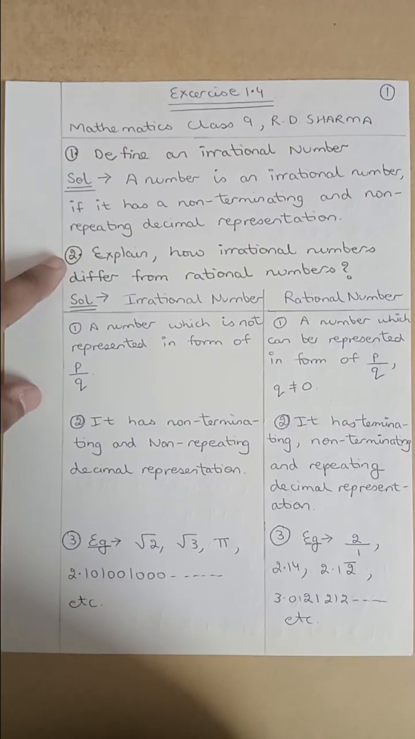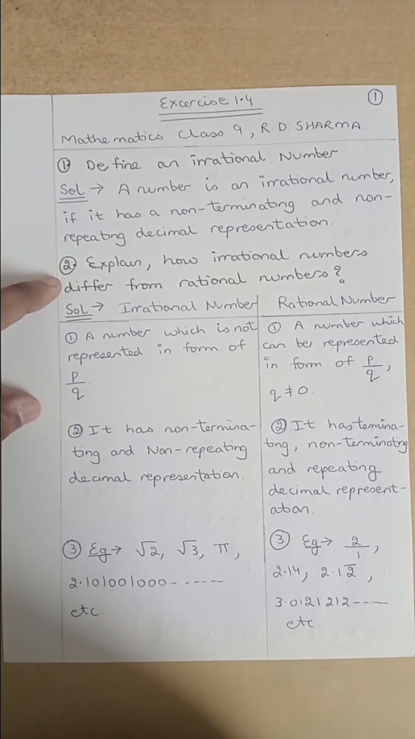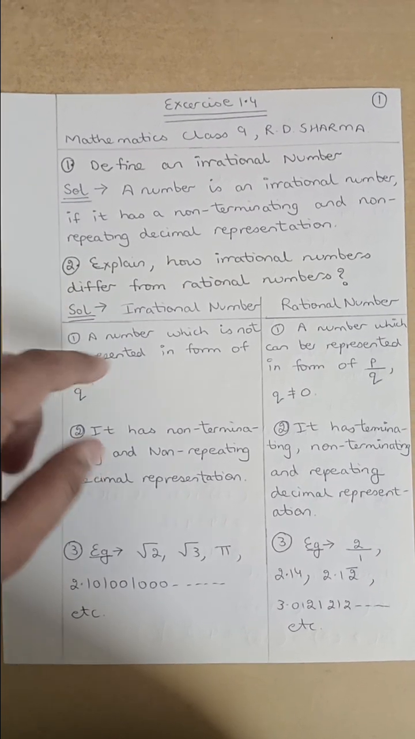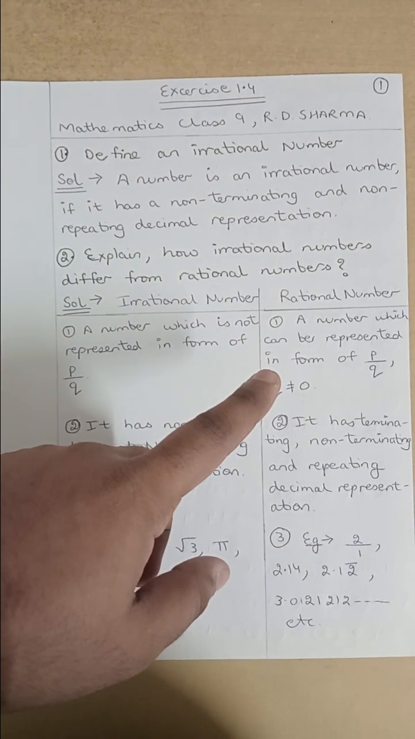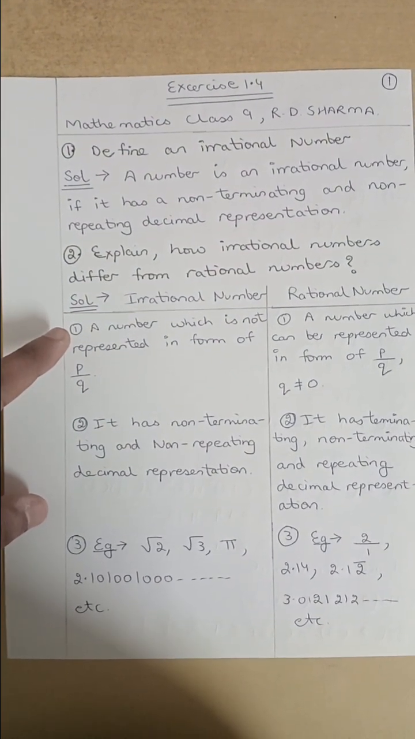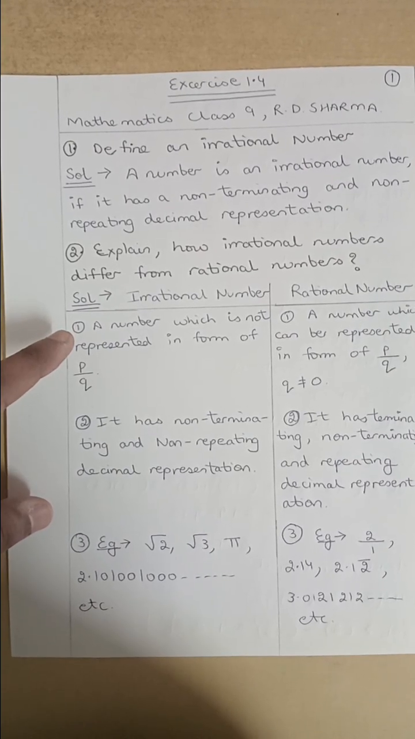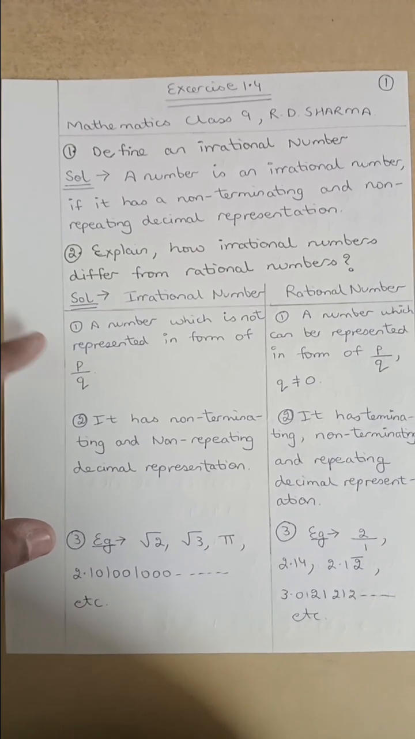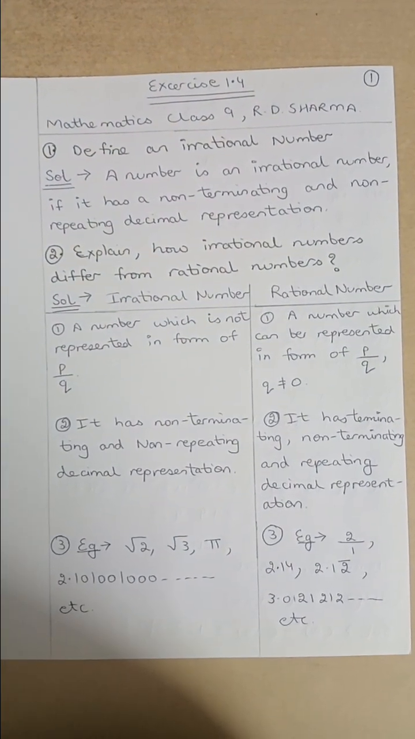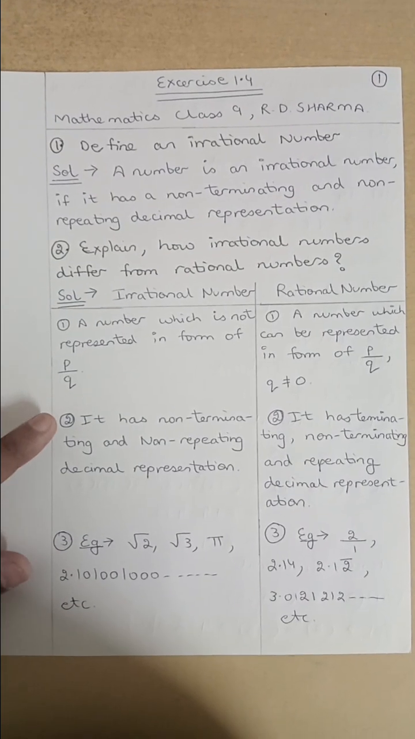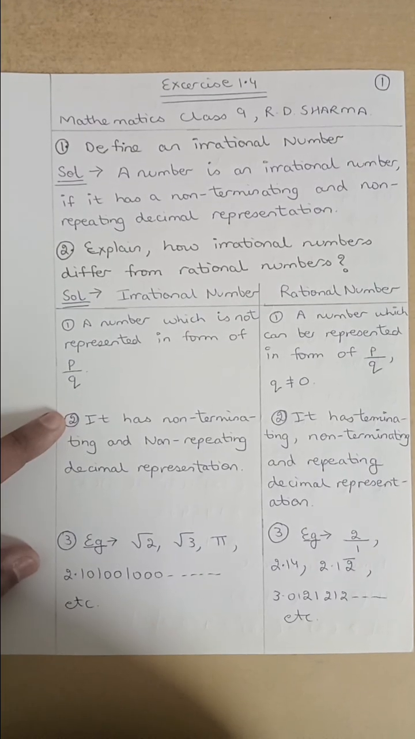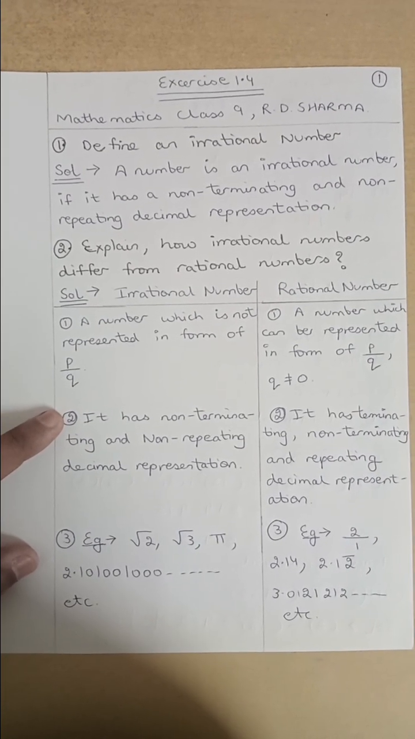Question 2. Explain how an irrational number is different from a rational number. Solution. On the left side, irrational numbers; on the right side, rational numbers. First point: an irrational number is a number which is not represented in the form p by q. A rational number is a number which can be represented in the form p by q, where q is not equal to 0. Second point: an irrational number has a non-terminating and non-repeating decimal representation.